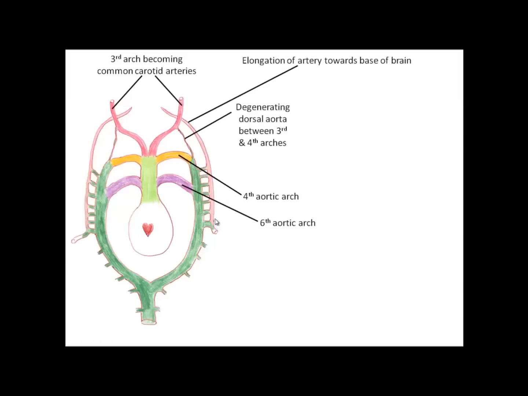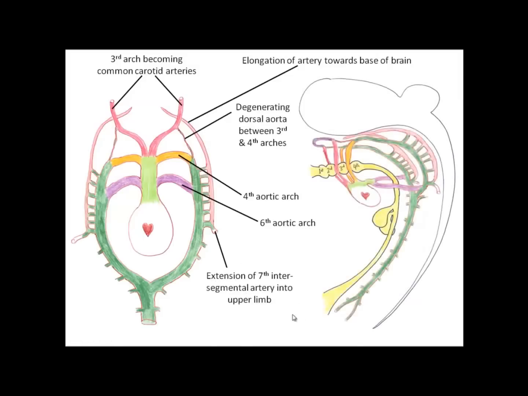And that elongating artery keeps elongating, keeps growing towards the base of the brain. But right here, the seventh starts to grow outward. And at this point, we've got a limb bud for the forelimb growing out the side of the embryo. And this is supplying blood to that structure. Let's take a look at it from the side.